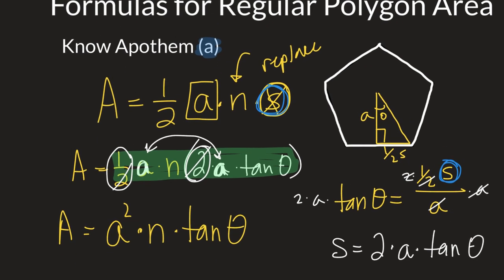Of course your angle is found by doing 180 divided by N, so there we have our N show up again. That's your angle for your given polygon, and N is just the number of sides. So this is our formula that we're going to use anytime we want to figure out the area of a polygon if we know the length of the apothem.